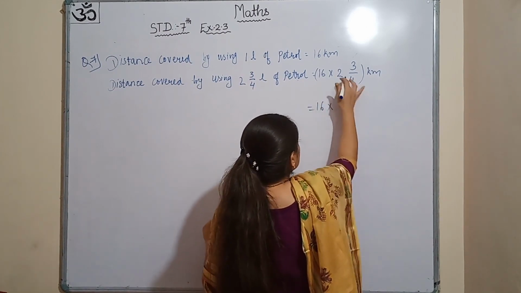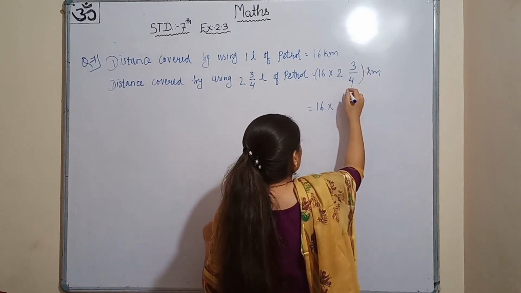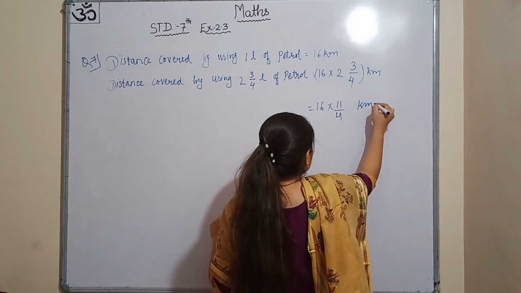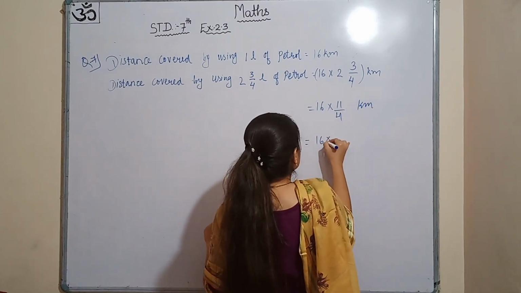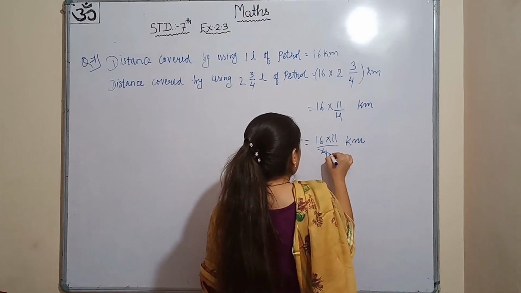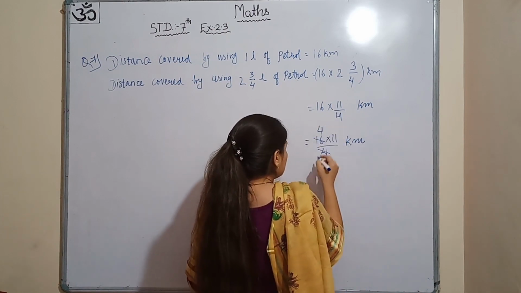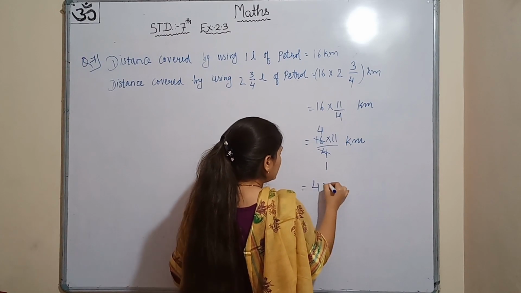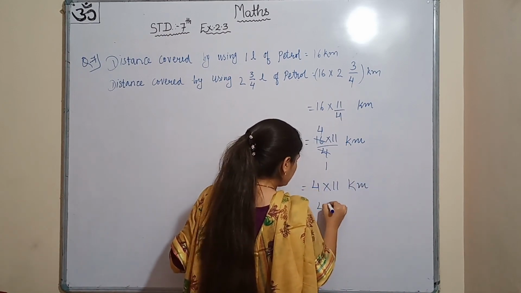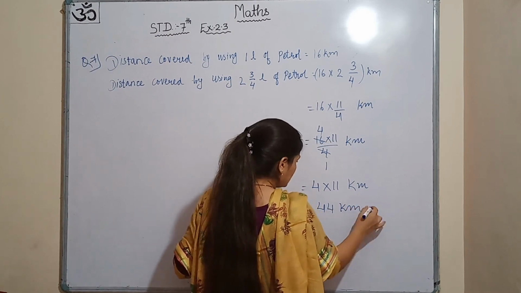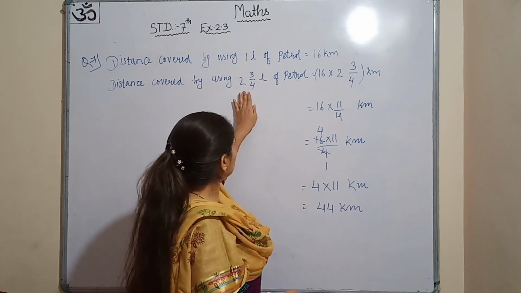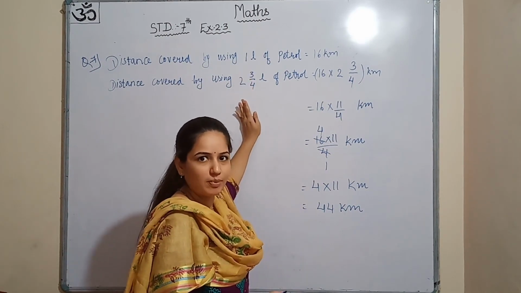First of all, this mixed fraction will convert into an improper one. Four ones are 4 and 4 fours are 16. 4 into 11, that is 44 kilometers is the answer. We can cover 44 kilometers if we fill up 2 integer 3 upon 4 liters of petrol in a car.